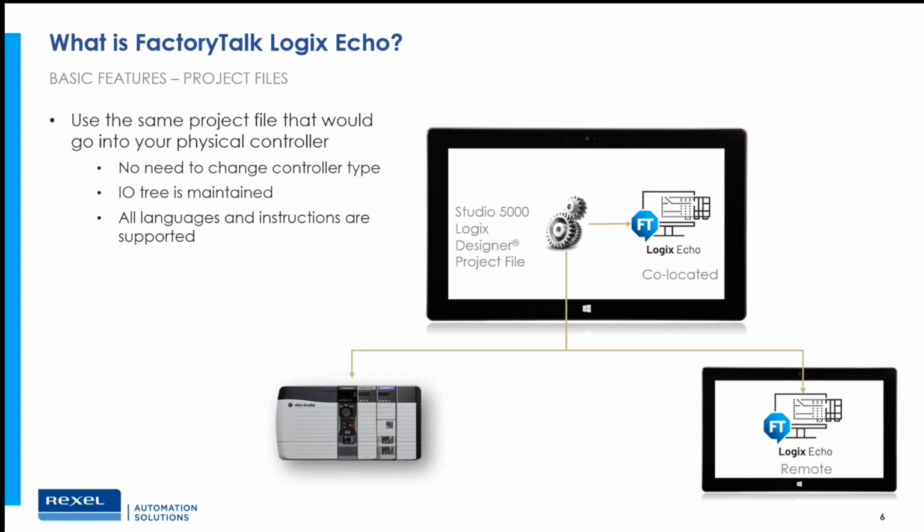All right, so I'm going to talk about some basic features, and these are features that you did not find in Logix Emulate. So this makes Logix Echo a lot cleaner and easier to use. The one that I like the best is you use the same project file that you would put into your physical controller. If anyone remembers Logix Emulate, you had to manipulate your ACD file and change the controller type before you could put it into Logix Emulate. With this one, you don't need to change anything with your ACD file. It goes right into Logix Echo. Then you can finish your testing in Logix Echo and turn around and dump the same file into a physical controller. That makes it a lot cleaner and easier to use, definitely.